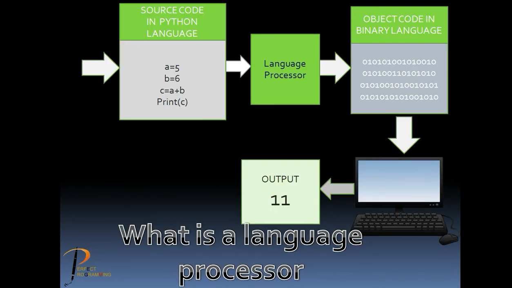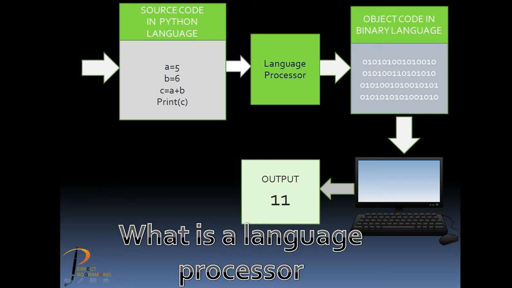You can see this block diagram. In this block diagram, I have taken this source file and I have written it in the Python programming language, which is a high-level language. Now this program cannot be understood by our computer machine. So this program should be converted into a binary code, and this binary code will be called an object code. To convert this high-level language to low-level language, there should be a system software which is called a language processor.